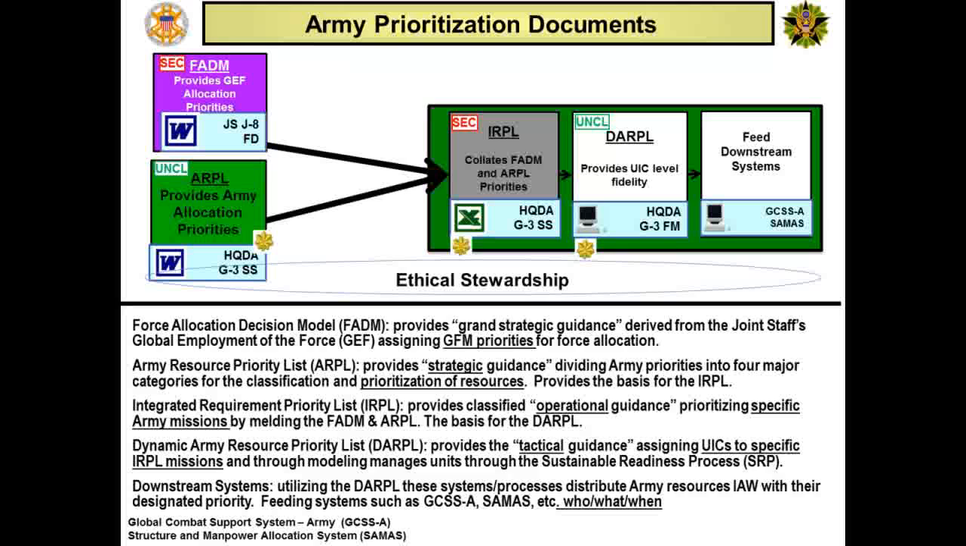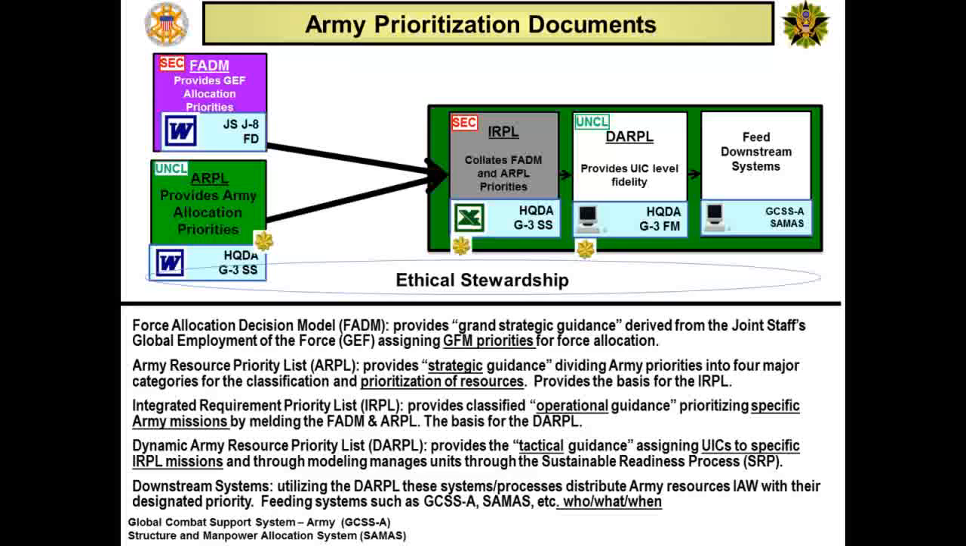That overall grand strategic guidance then informs the ARPL, the first of the Army prioritization documents, the Army Resource Priority List, which is the Army strategic guidance. This breaks down Army units into 4 major categories for classification and prioritization of those units as resources, which then feeds the IRPL, the Integrated Requirement Priority List, which is the operational guidance for specific Army missions. So the IRPL is prioritizing the missions, while the ARPL is prioritizing the units.